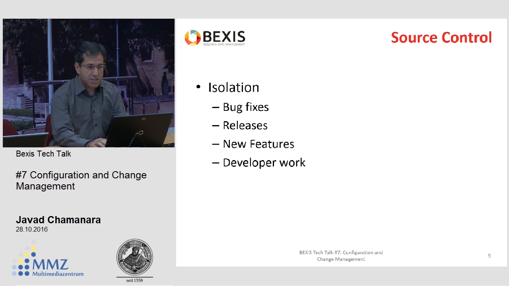We use the isolation, for example, for bug fixes. If there is a bug that should be fixed, we isolate that fix until it's tested, and then we will integrate it into the rest.